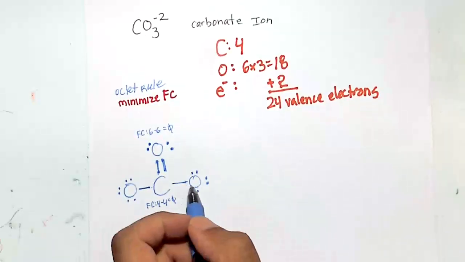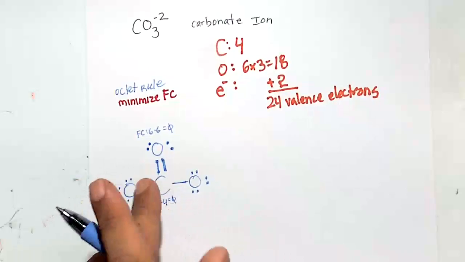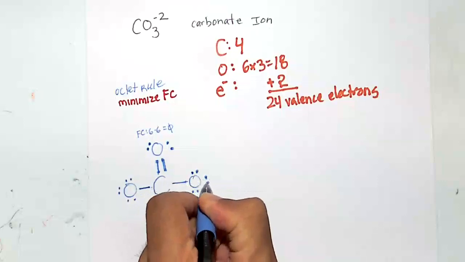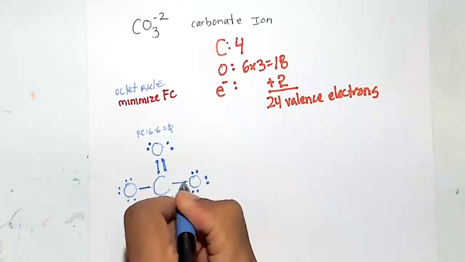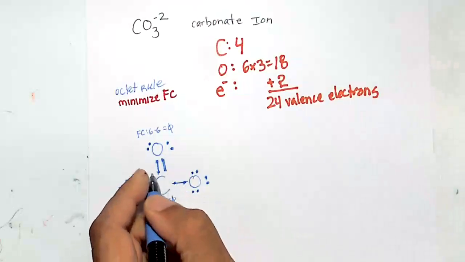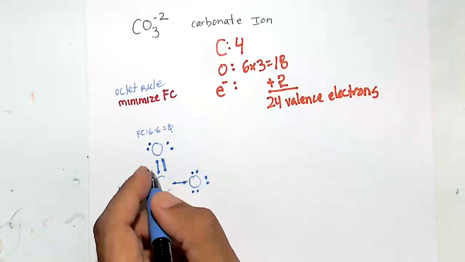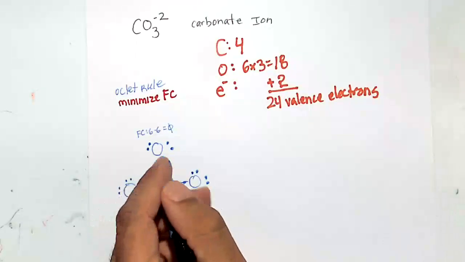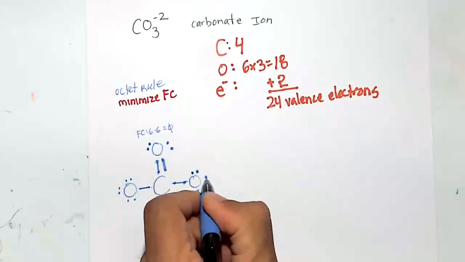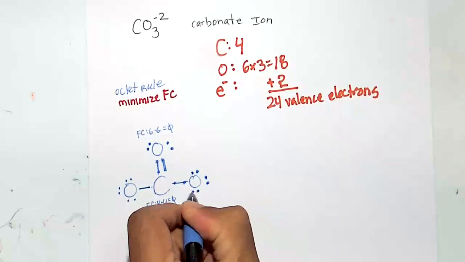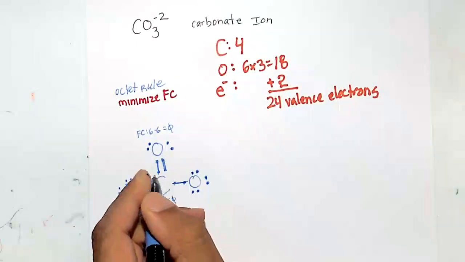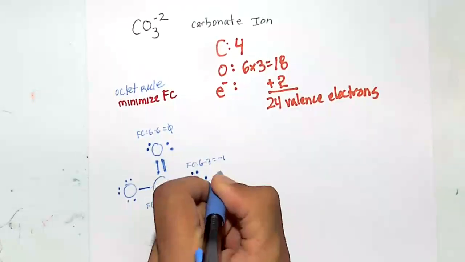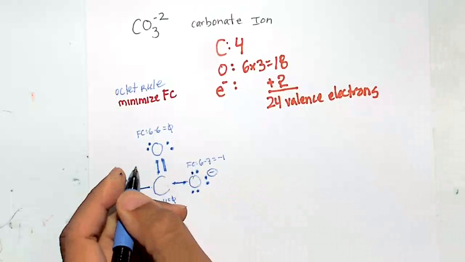Let's look at this oxygen, which will be the same as that oxygen. We'll do the octet rule first. Ready? 1, 2, 3, 4, 5, 6, 7, 8. Octet rule satisfied? Now let's do formal charge. Count with me. 1, 2, 3, 4, 5, 6, 7. What is oxygen happy at? 6. What's 6 minus 7? So this oxygen has a -1 charge.